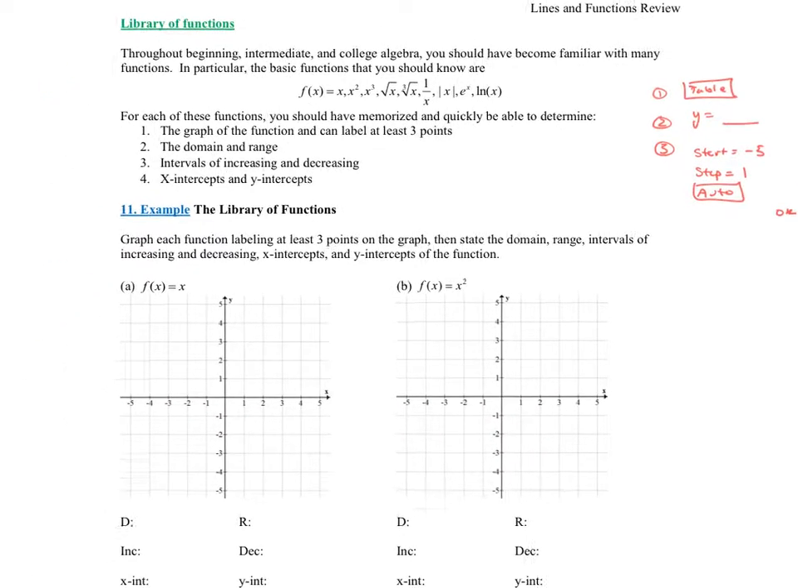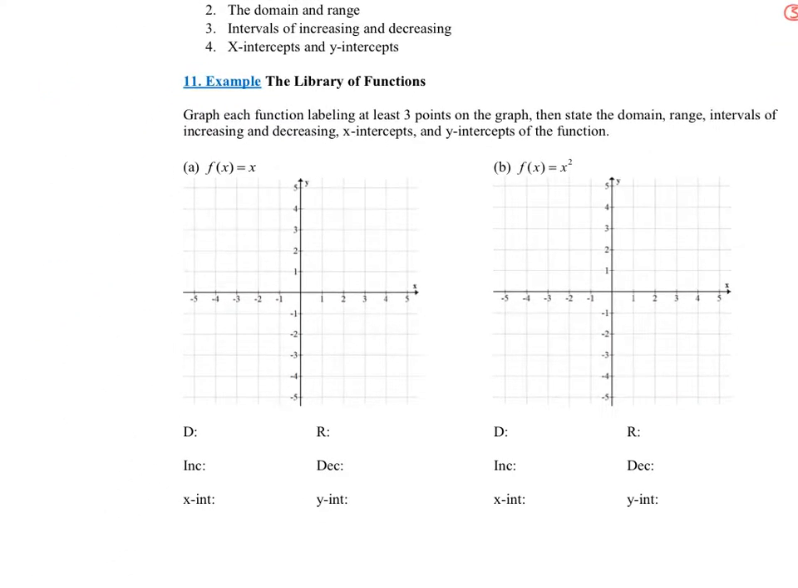So for instance, let's come over here. Here's f of x equals x. I hit the table button on my calculator. I clear out anything that's there. I hit the x button. I hit enter. I want to start at -5. I hit enter.